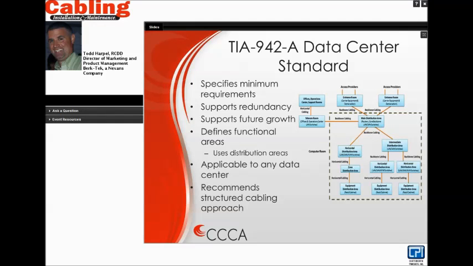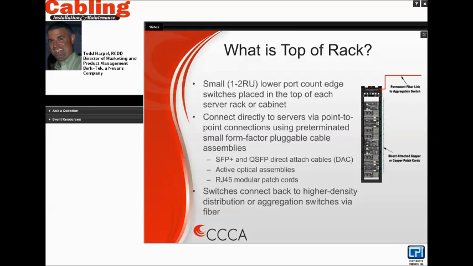When we talk about top-of-rack environments, there's a little bit different way of utilizing or creating these connections between our network layer and our application layer. In this instance, what we're seeing is small 1 or 2 rack unit, lower port count, what we call sometimes edge switches, placed at the top of each server rack or cabinet. In many cases, you'll actually put in at least 2 for dual networks for redundancy. And you're connecting directly between that switch and that server, utilizing different types of connections.